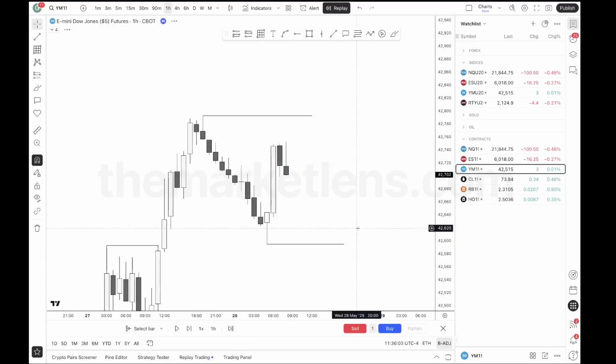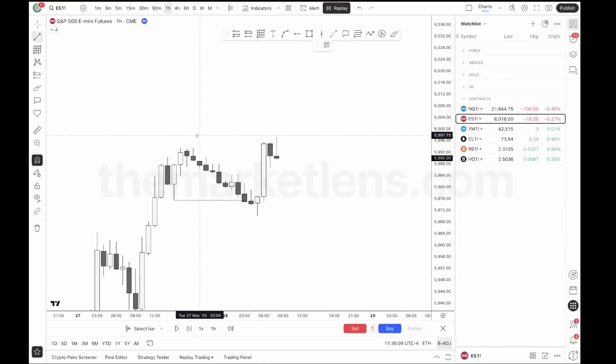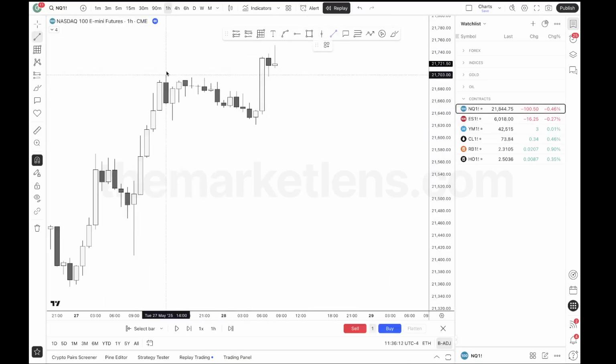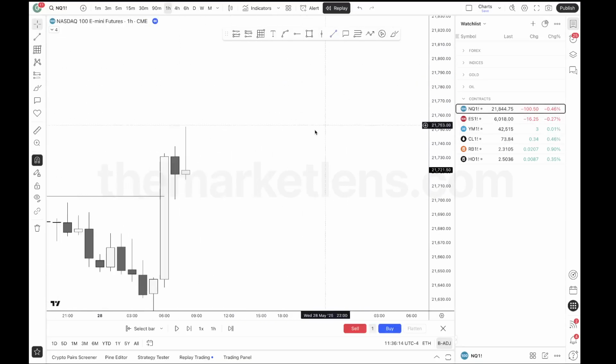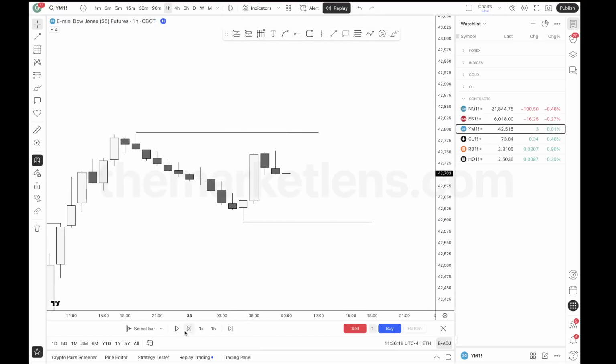So if you go here, look at ES. We close above this high, clearly do not manipulate it. NQ is even stronger. See that? But when YM breaks this SMT, this is when we could potentially reverse.